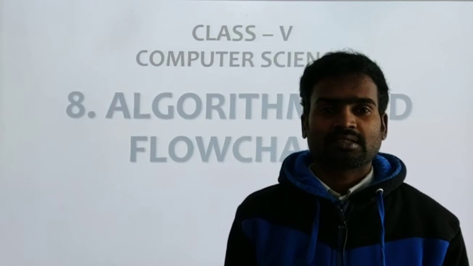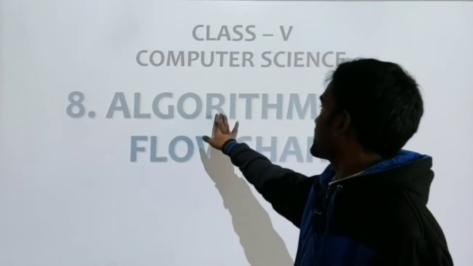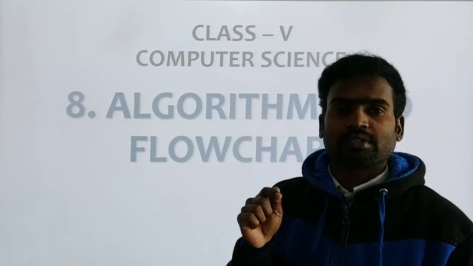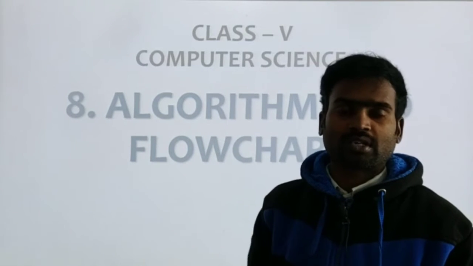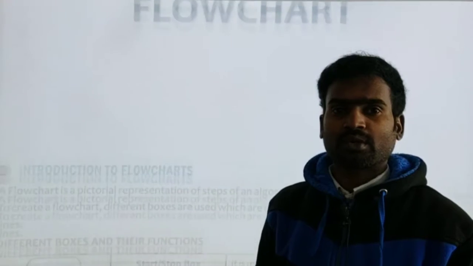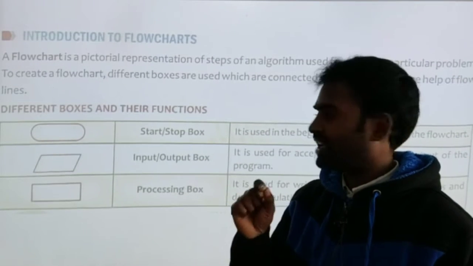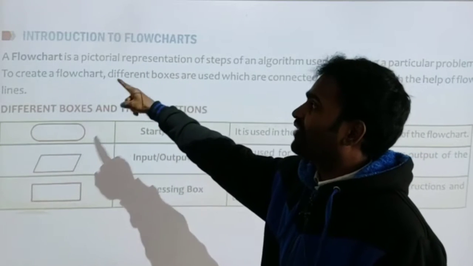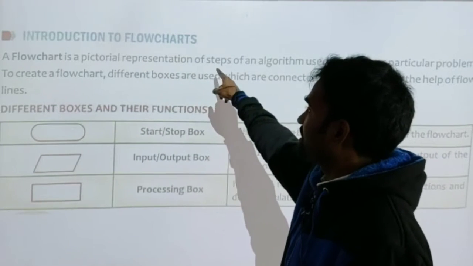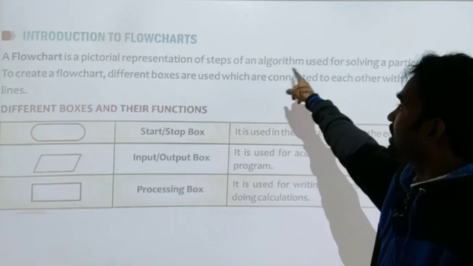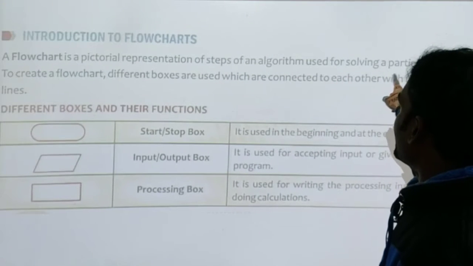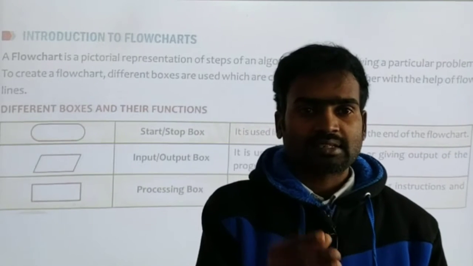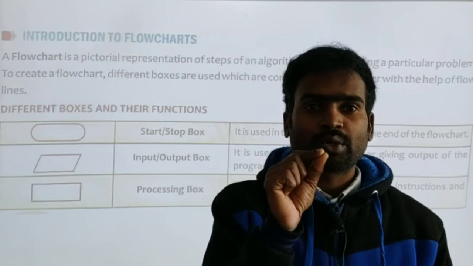So in the previous class we started the algorithm and flowchart. We learned the basics about algorithm and flowchart. And today we are going to see some very important things. Introducing the flowchart: a flowchart is a pictorial representation of the steps of an algorithm used for solving a particular problem.